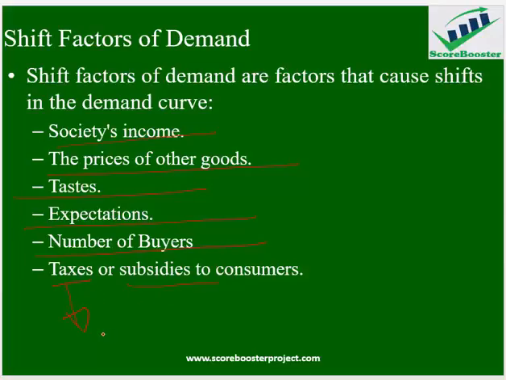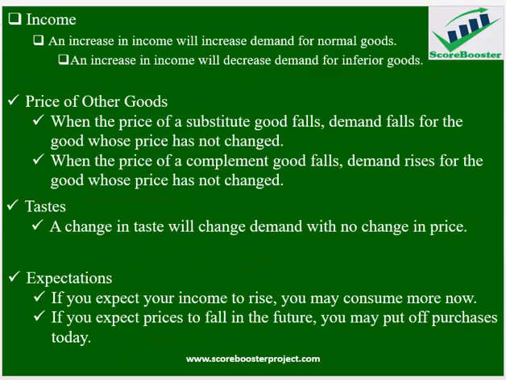Taxes will reduce demand. Please, it will reduce demand. Taxes reduce demand. Subsidy increases demand. Please take note of that. When the government gives you more tax, then you buy less, you have less income to buy. But when they give you subsidy, then you have more to buy. Then also your income. I've defined income. An increase in income will increase demand for normal goods. I've mentioned it. An increase in income will decrease demand for inferior goods.